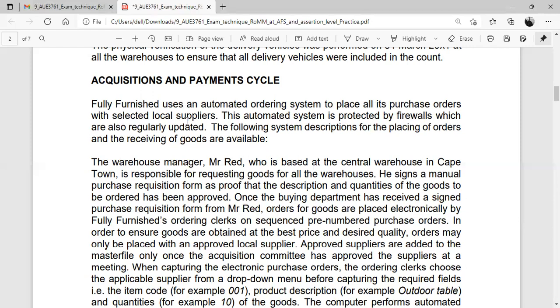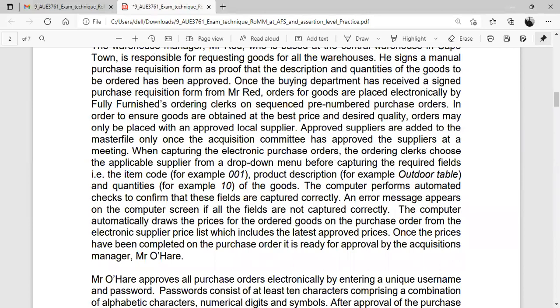It says Fully Furnished uses an automated ordering system to place all its purchase orders with selected local suppliers, and this automated system is protected by firewalls, which are also regularly updated. The following system descriptions for placing of orders and the receiving of goods are available. Oh, okay. So I'm the one that's reading it wrong, but all right.